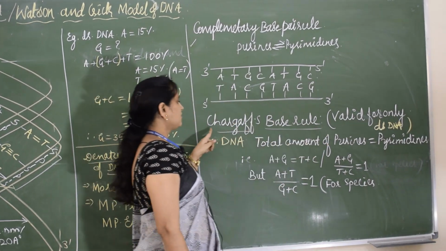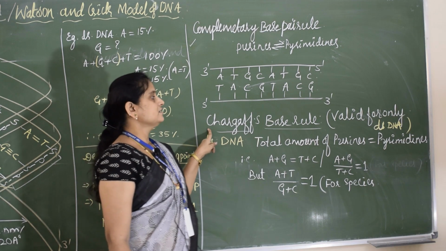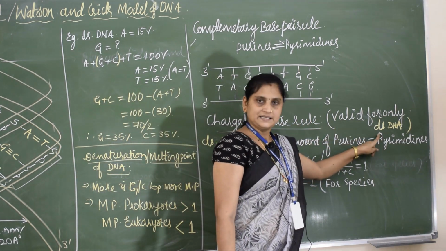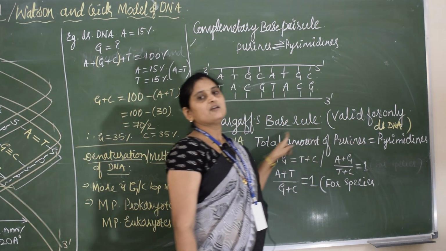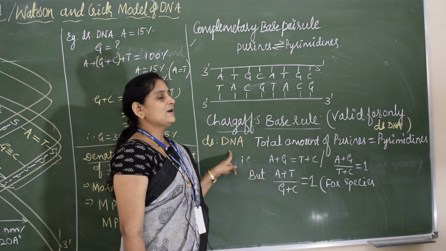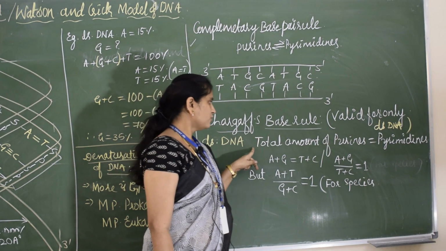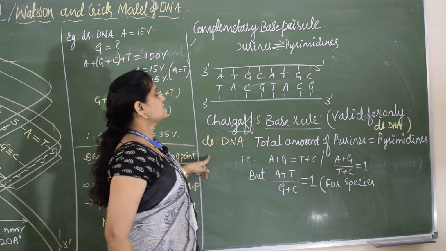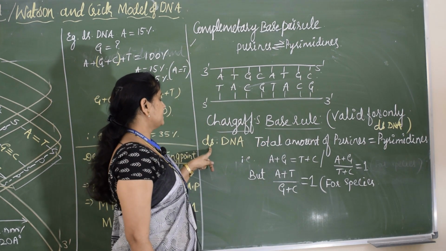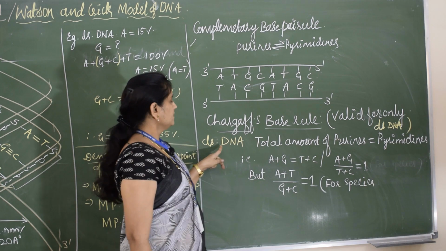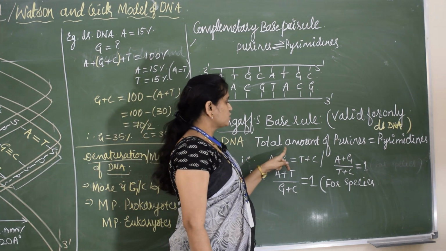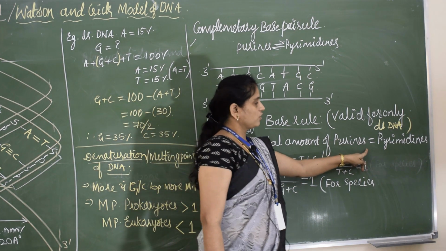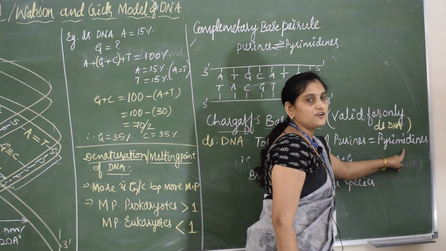Okay, so Chargaff's base rule is valid for only double stranded DNA. It would not be applicable for single stranded DNA or even for RNA. So why is it not applicable? See, Chargaff says that in a double stranded DNA, the total amount of purines will always be equal to the total amount of pyrimidines.